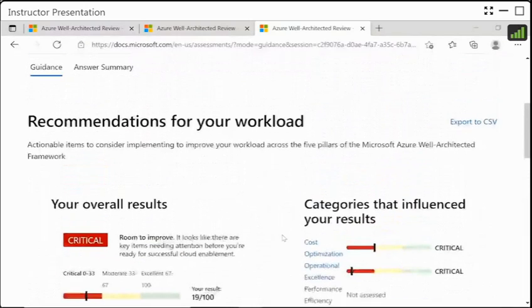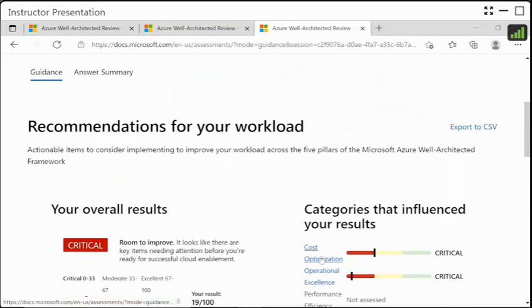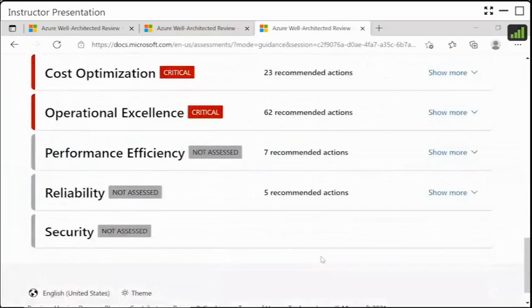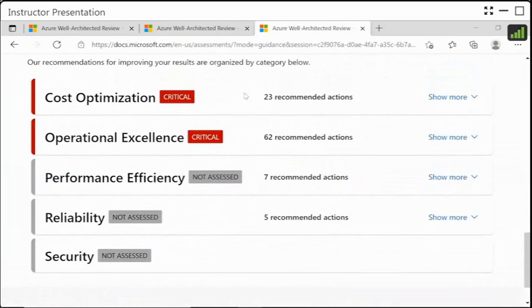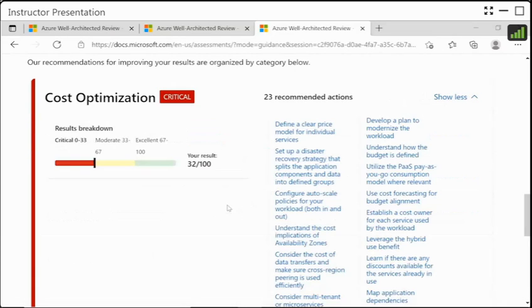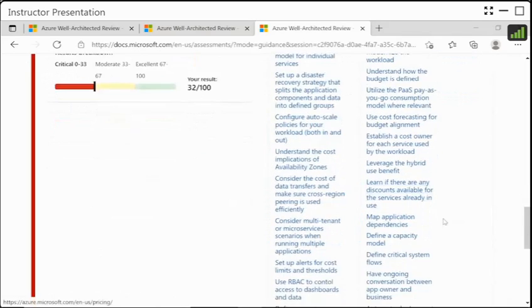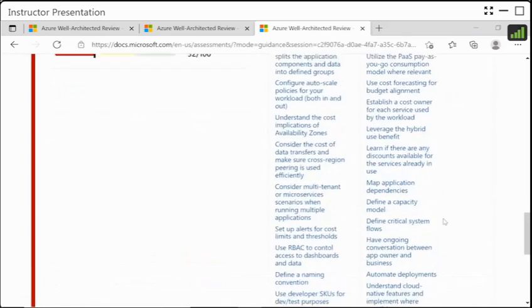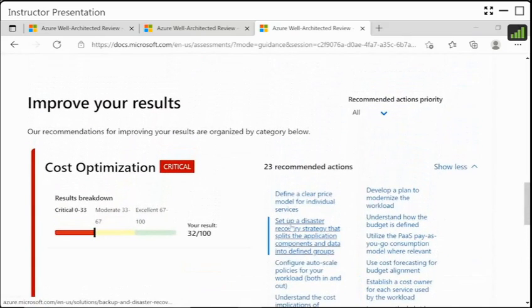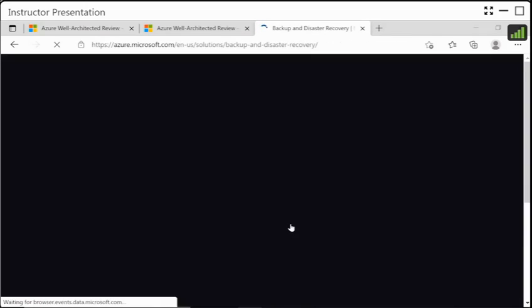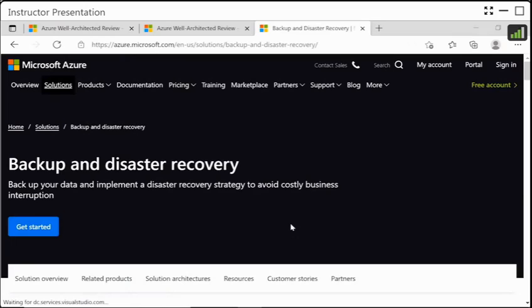But if we come back up here, we can also drill down into each one of these. So if I go into the cost optimization, for example, okay, under cost optimization, it gives me 23 recommended actions. Now the other 3 pillars I didn't assess, 20 recommended actions, and I can click here under Show More, and it gives me those actions, right? Links for what I need to do to improve my workload and improve my score, right? Set up a disaster recovery strategy, and I can drill down into that and give me some guidance that'll help me.